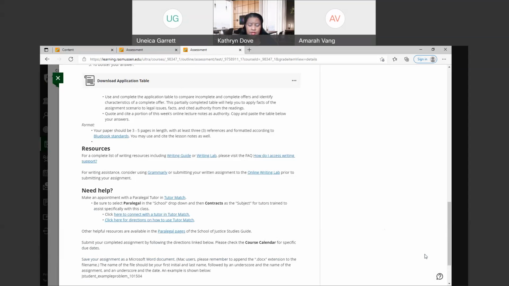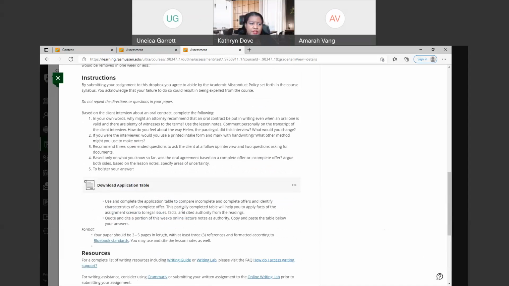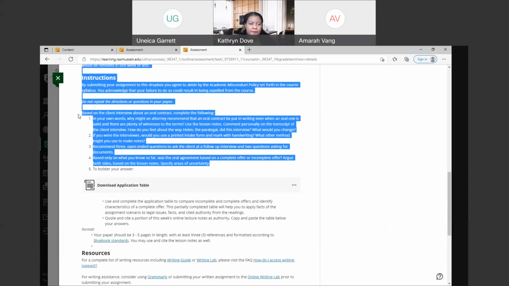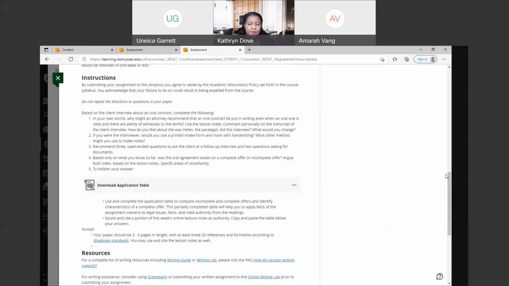So in addition to this table, you'll be submitting an essay that answers the questions also. Your paper should be 3 to 5 pages in length with at least 3 references formatted according to Blue Book standards. The purpose of the essay, Unica, is to answer these 4 questions. So you want to answer these questions in your 3 to 5 page essay.